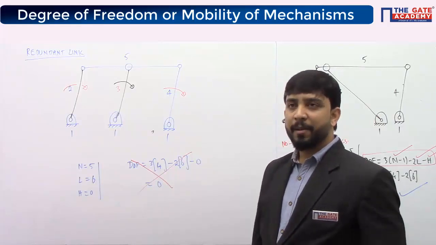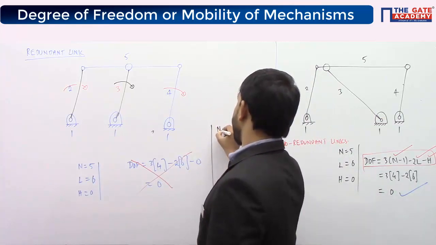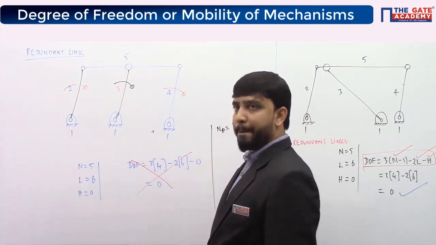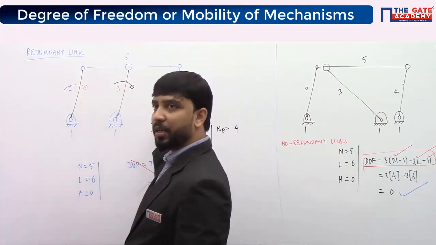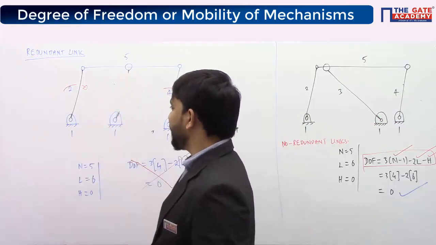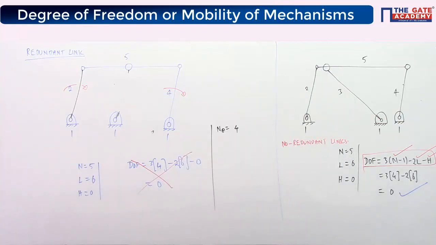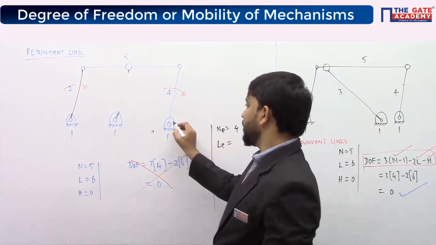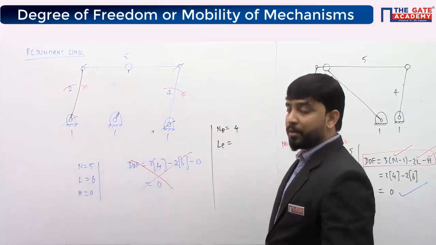Okay? Thus, effective number of links are only 4. So one among these 3 links is a redundant link, okay? You can eliminate any one link, so I'm eliminating link number 3. After eliminating link number 3, or one redundant link, you try to find out how many effective links and effective lower pairs there are. So this is one turning pair, second turning pair, third turning pair, fourth turning pair. There are 4 turning pairs, okay?